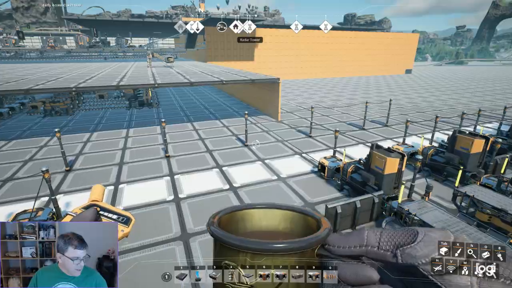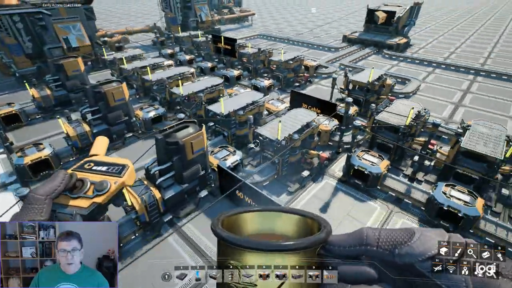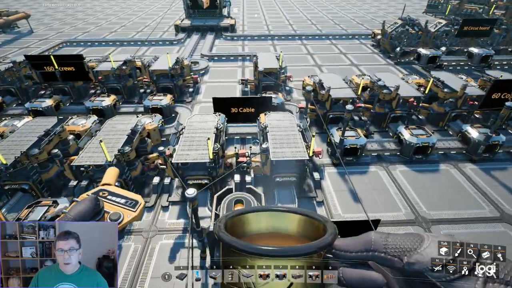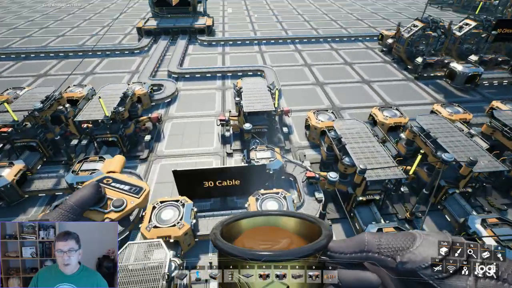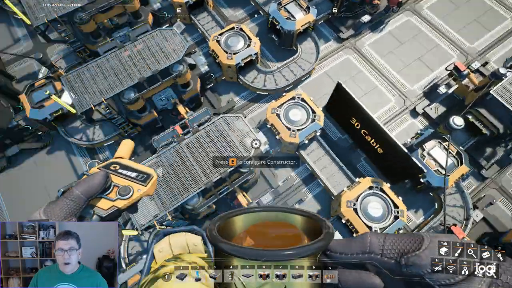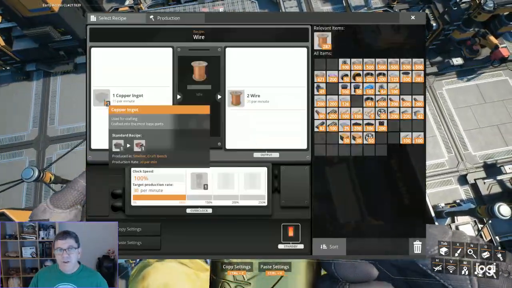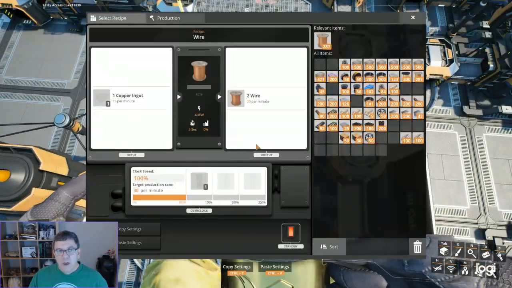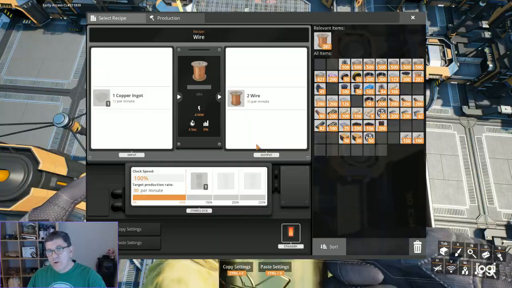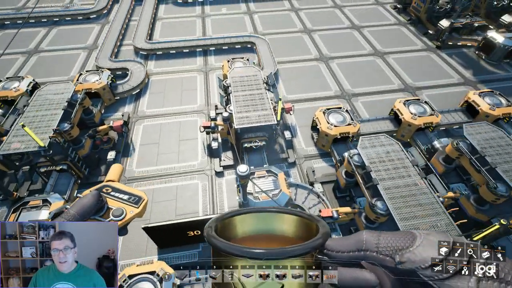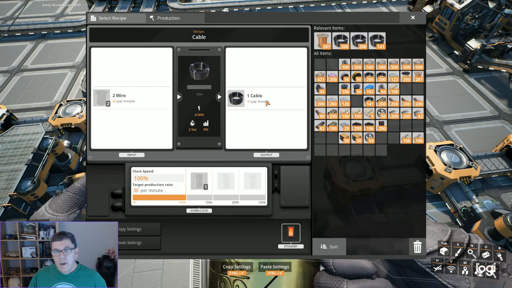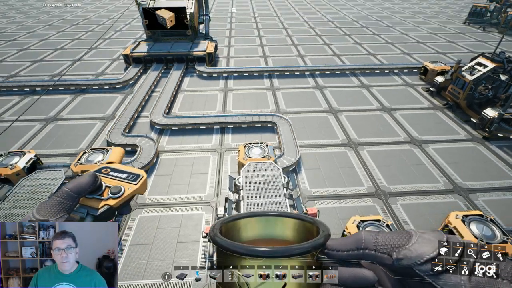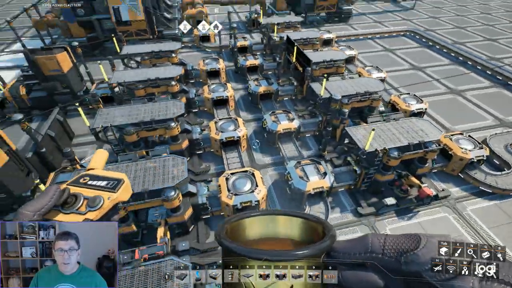Then the next thing we need is our cables. We make 60 wire per minute and feed that back to make 30 cable. The great thing about this is, we're making 30 copper ingots here, splitting it into 15 and 15, which makes us 30 and 30 wire for 60. We take that 60 wire, and that gives us our 30 cable per minute. We only need 22.5 cable per minute, so that's everything that we need there.